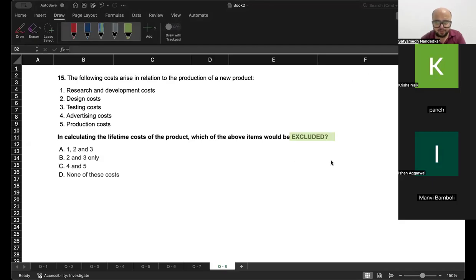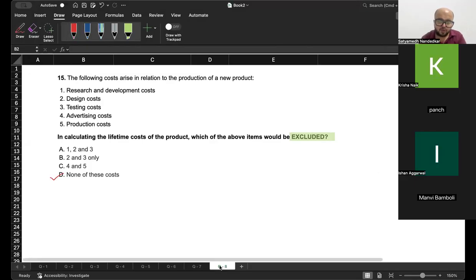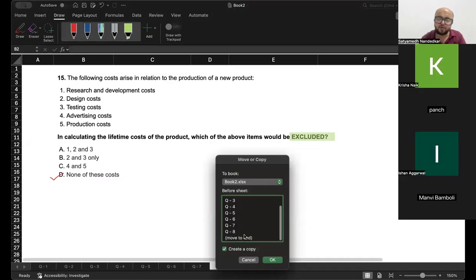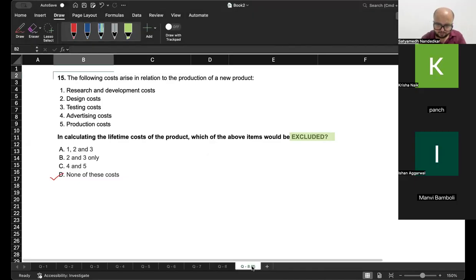Manvi, what do you think? Are there any costs that should be excluded, or all the costs have to be included? I think all these costs will have to be included, which means none of the cost has to be excluded. The answer is option D. If the question would have been which of the above items should be included, then you would have chosen all of the above.